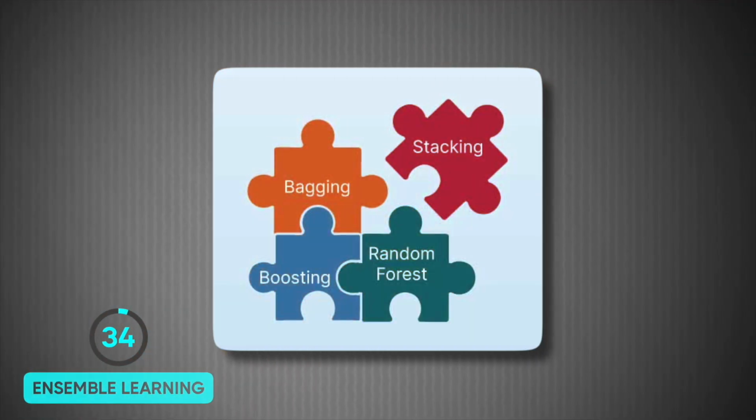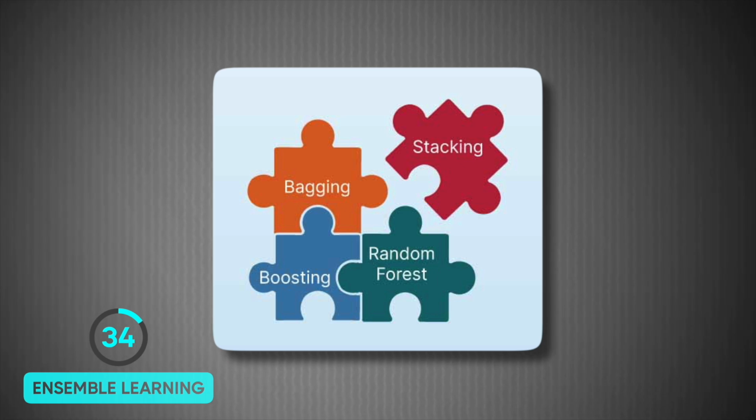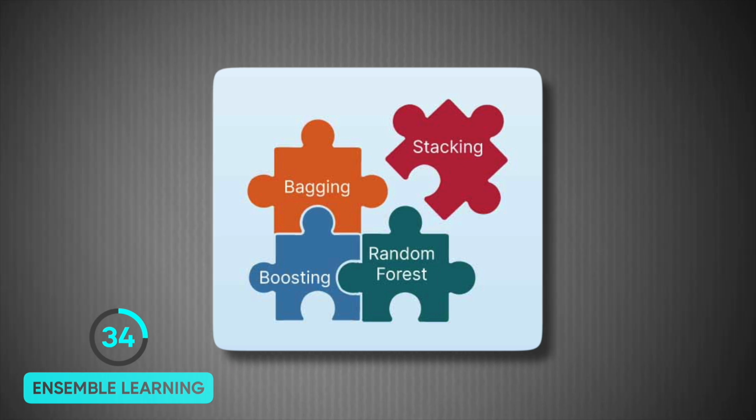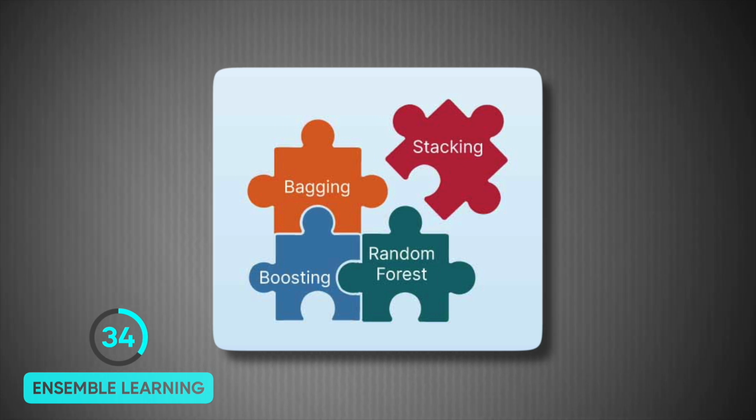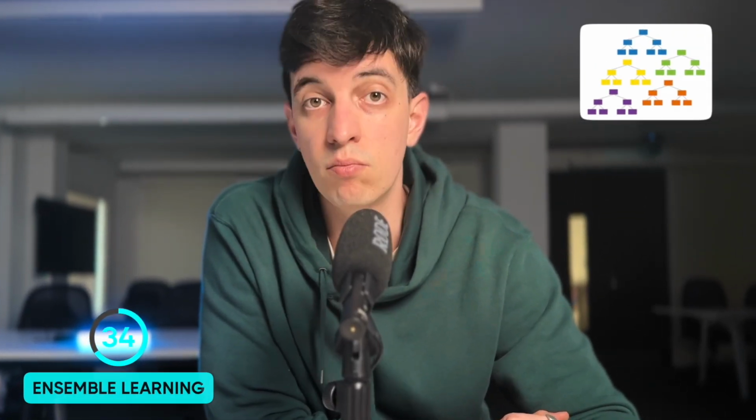Then we have ensemble learning, which is a technique that combines multiple machine learning models to improve predictive performance and reduce overfitting. And so in medicine, combining predictions from multiple algorithms like random forest, gradient boosting, and neural networks can provide a more reliable diagnosis by reducing individual model biases and errors.